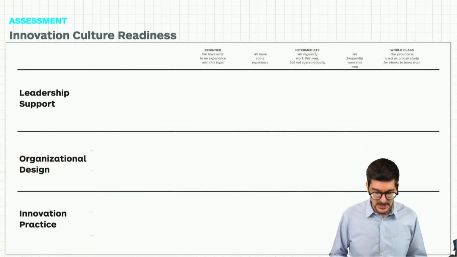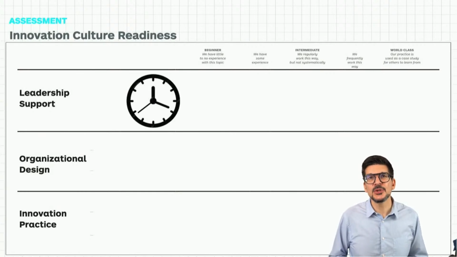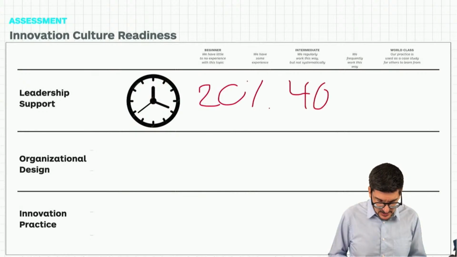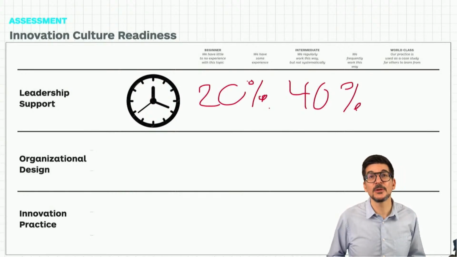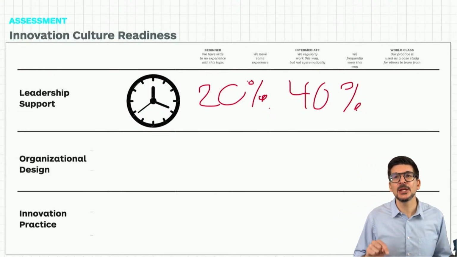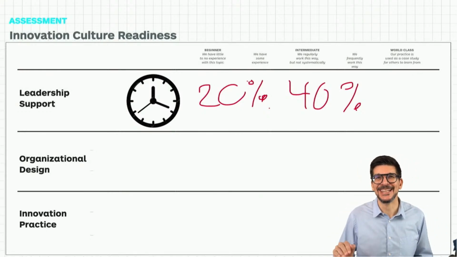The first one is, how much time does your CEO spend on innovation? And if it's not 20 to 40% of their time, if the CEO doesn't spend 20 to 40% of their time on innovation, innovation will not happen in your company, period.